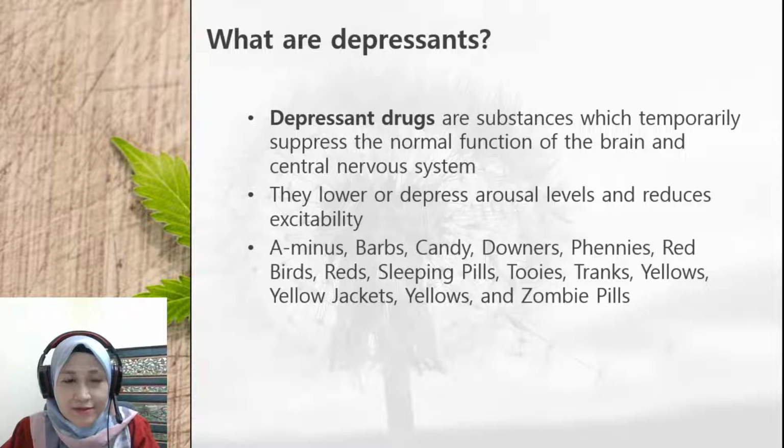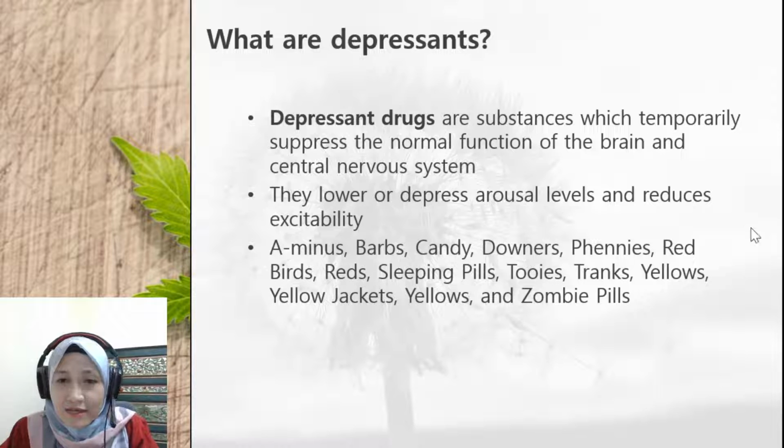So what are depressant drugs actually? These are substances which suppress the normal function of the brain and central nervous system. It is in contrast with what the stimulants would do. So it will suppress the CNS function. They lower or depress arousal levels and reduce excitability.